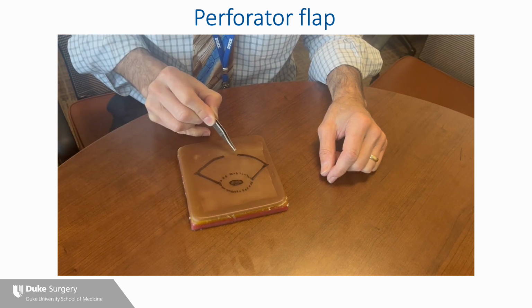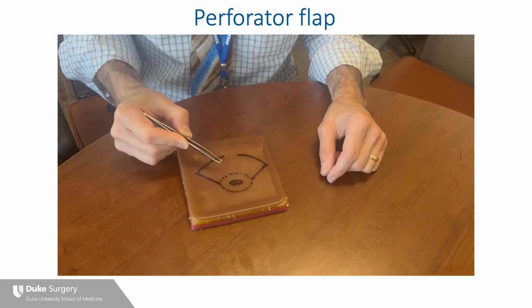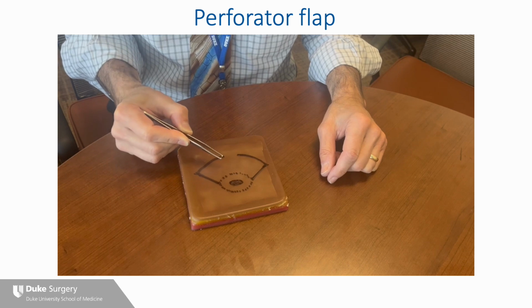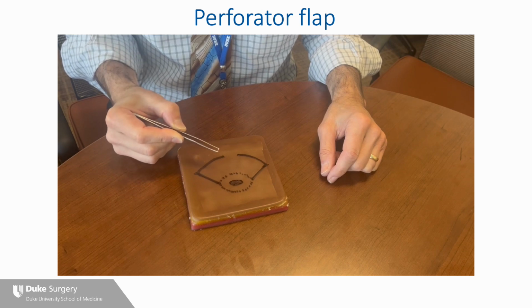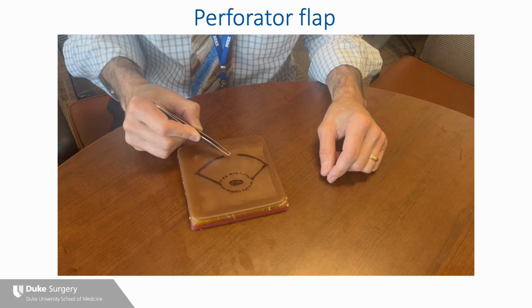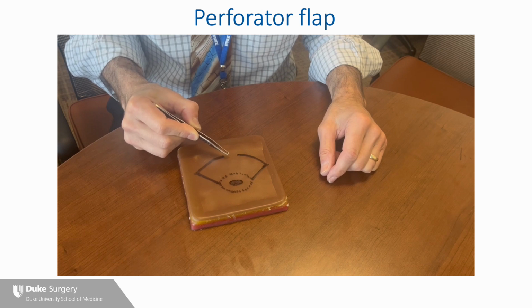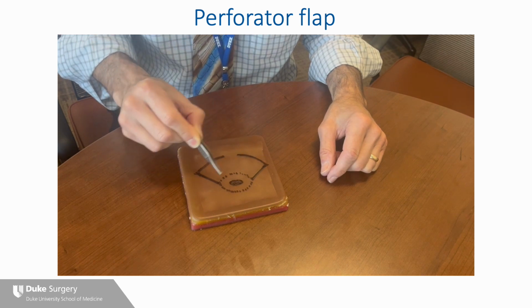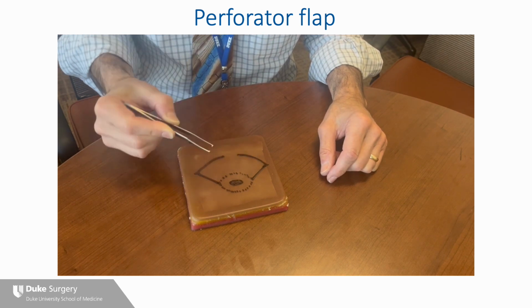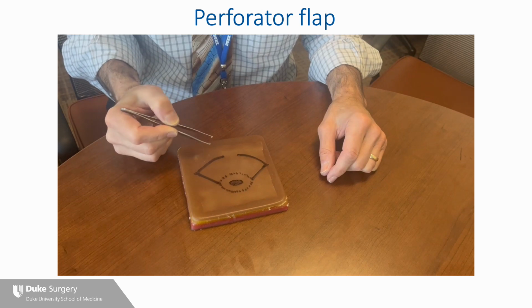Now shown here, I've left a little skin bridge. Since the blood supply comes via the perforators, it can be used as a complete island flap, meaning you can actually incise it circumferentially with no skin bridge.